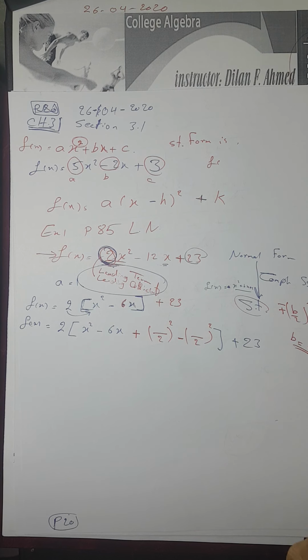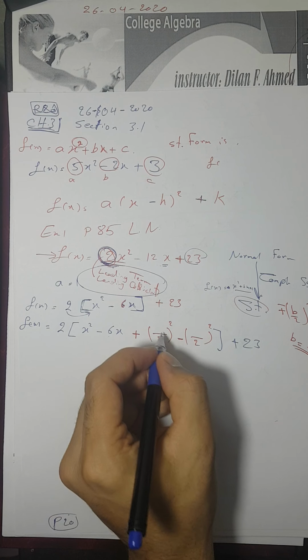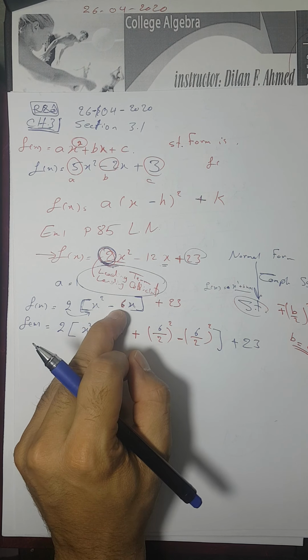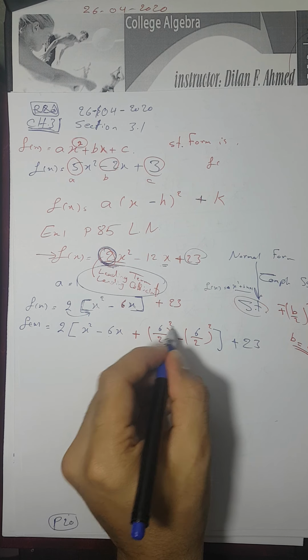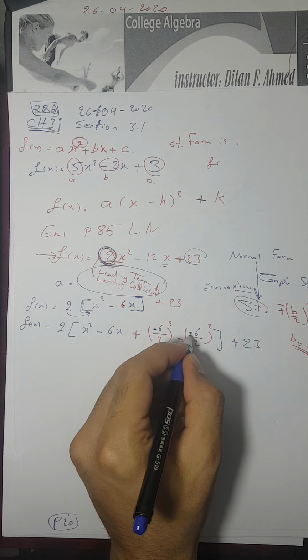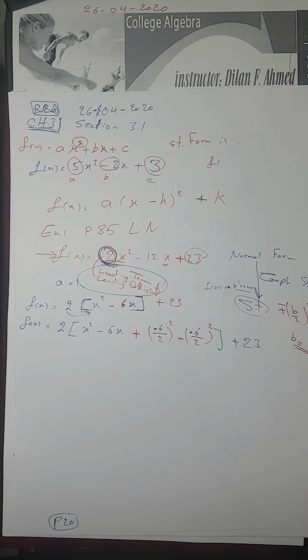Where is b? You say b is equal to 6. Maybe you see b is equal to minus 6. It's okay, you are right. But because we have the square, we will not write the sign of b. So that's why we say just b, because you have a square.